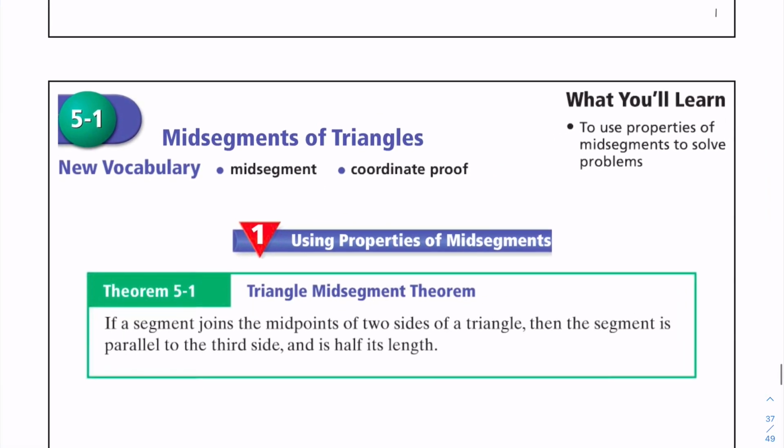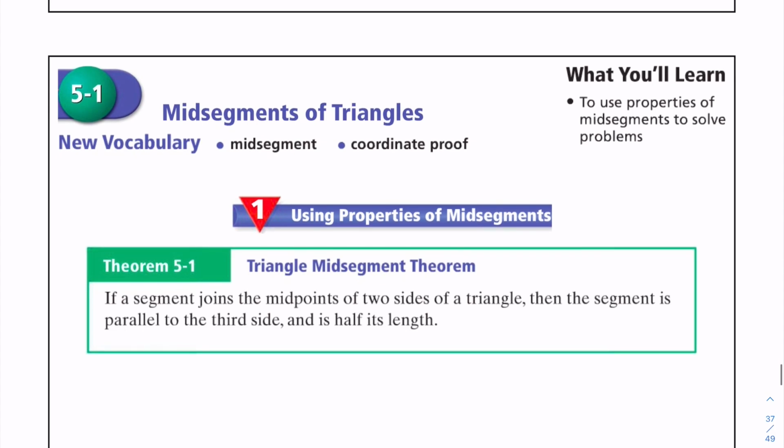So the triangle mid-segment theorem is what we're going to do, mid-segments of triangles. We're not going to do coordinate proof. We're going to use properties of the mid-segments to solve problems. So if a segment joins the midpoints of 2 sides of a triangle, then the segment is parallel to the third side and is half its length.